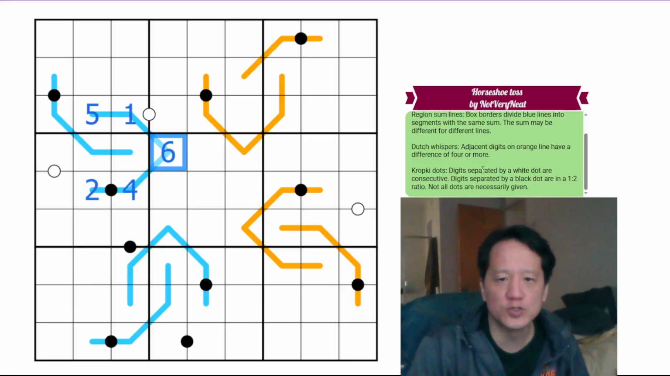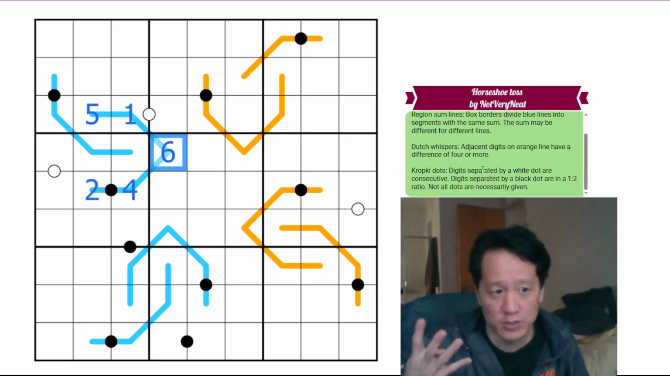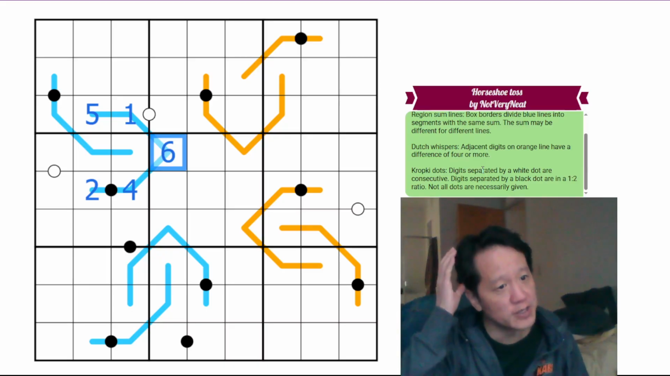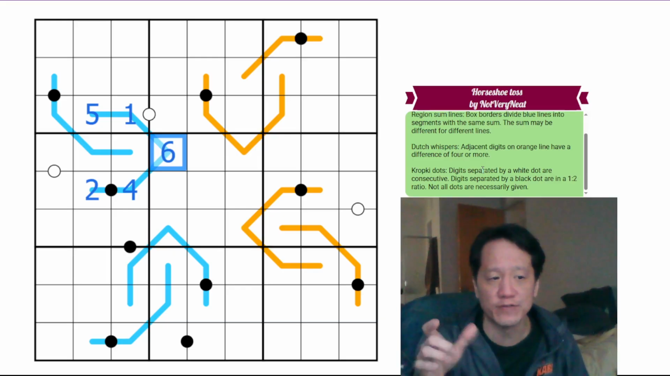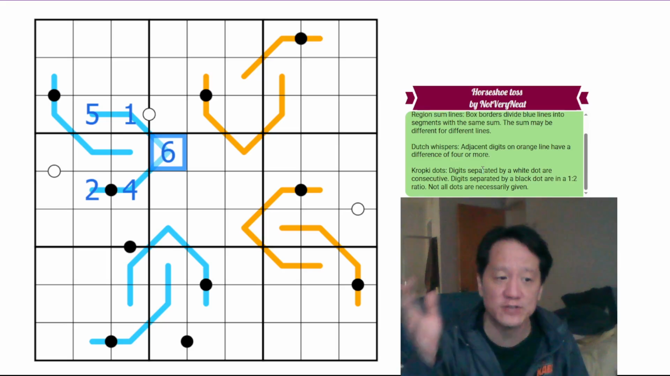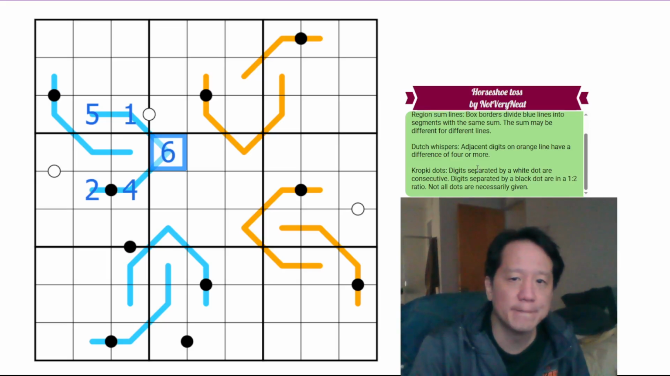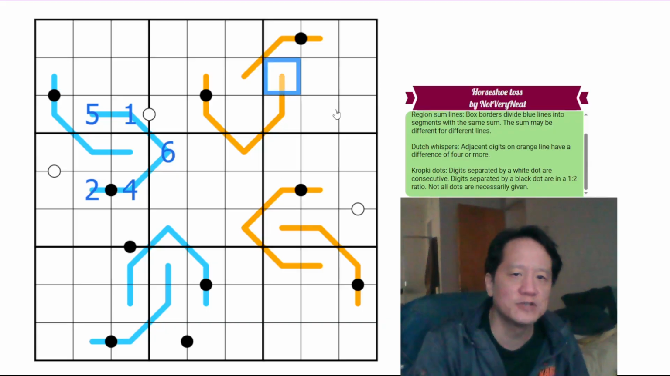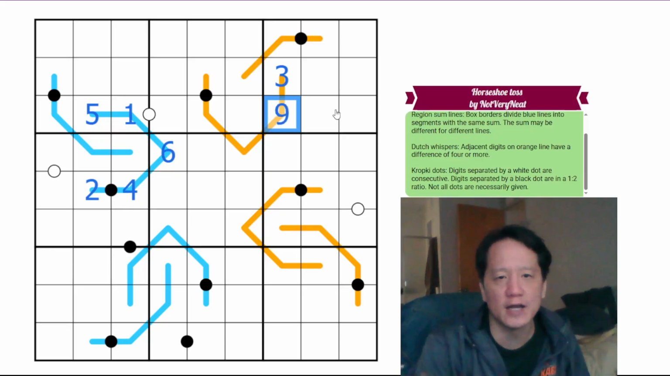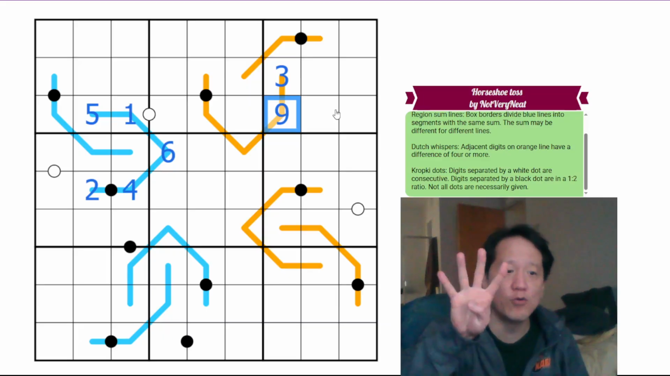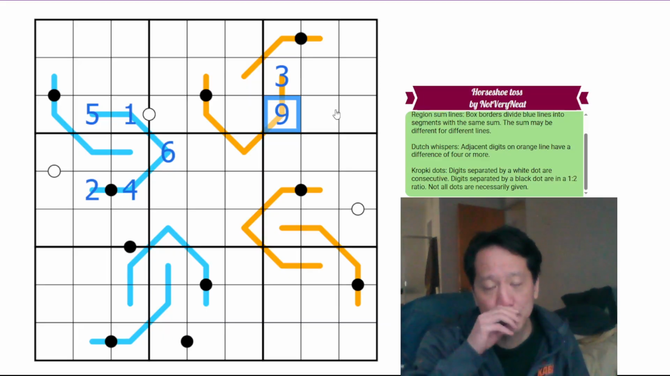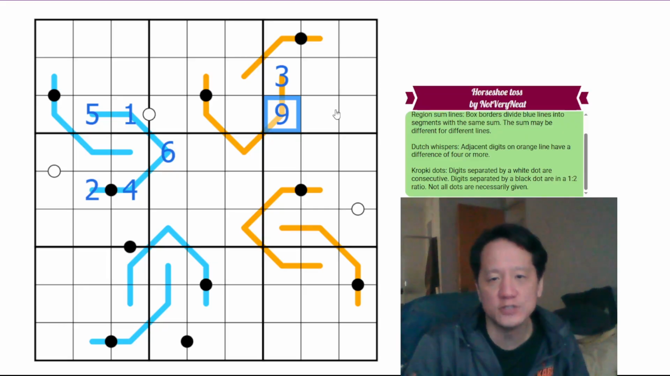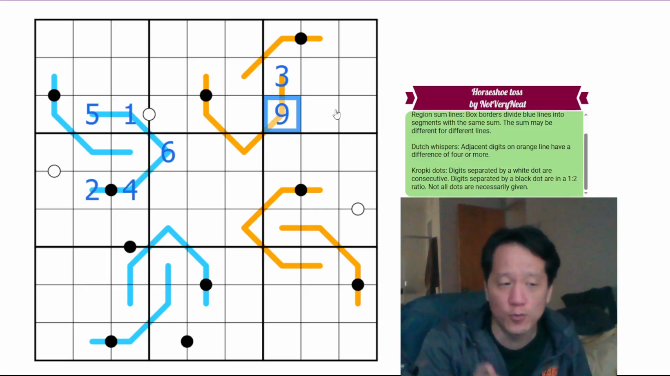We also have Dutch whispers, or as I like to call them, whisper 4 lines. I only do that because a setter came up with the phrase, and I thought it was brilliant because it's very extendable. Adjacent digits on an orange line have a difference of 4 or more. So, for example, if this were a 3, this digit would have to be 7, 8, or 9, because those are the only digits which are 4 or more away from 3. So that's an example of how a Dutch whisper, or whisper 4 line, works.